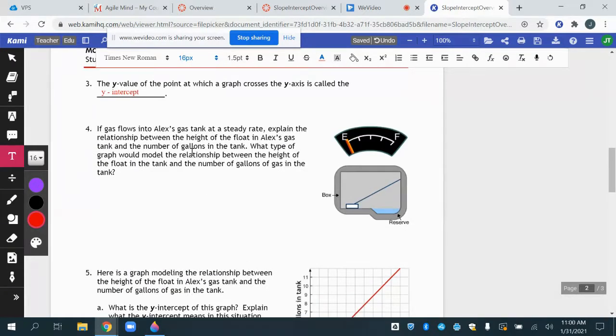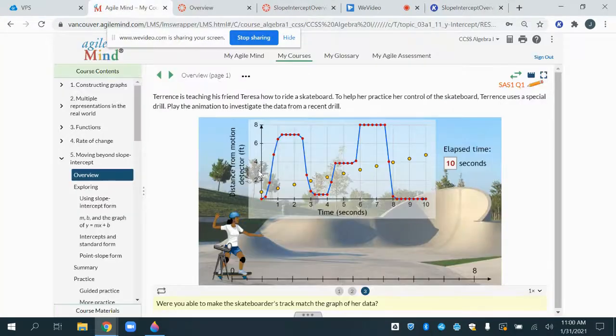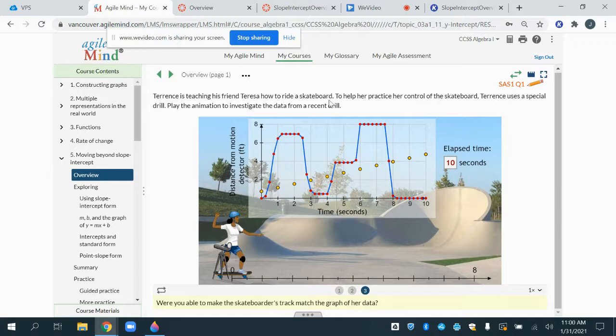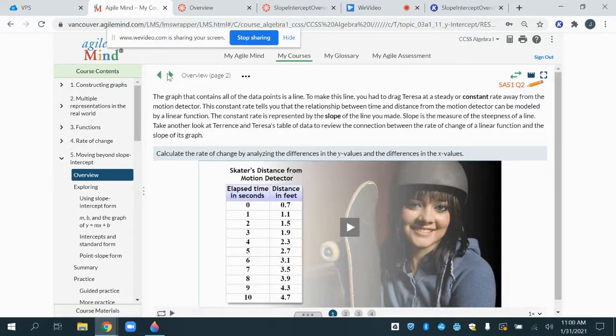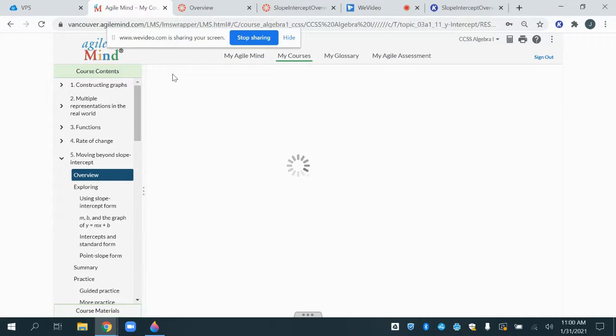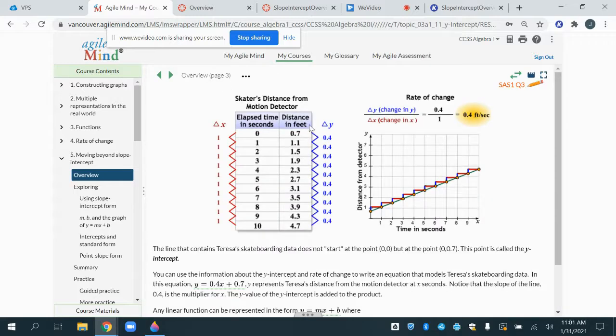Okay, so as gas flows into Alex's tank, oh, now we're filling up a tank. All right. Well, maybe we should double check to see this. Now, honestly, these problems are pretty straightforward. We're done filling and we're done skateboarding. Let's see if we can find a tank. Look at that. Now, we're going to get to this. Oh, they're talking about slope and intercept. That's interesting. Maybe I didn't read the instructions well. Let me double check. But here's what we notice.